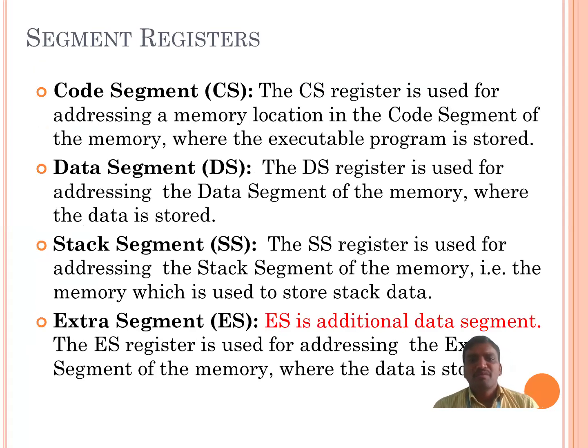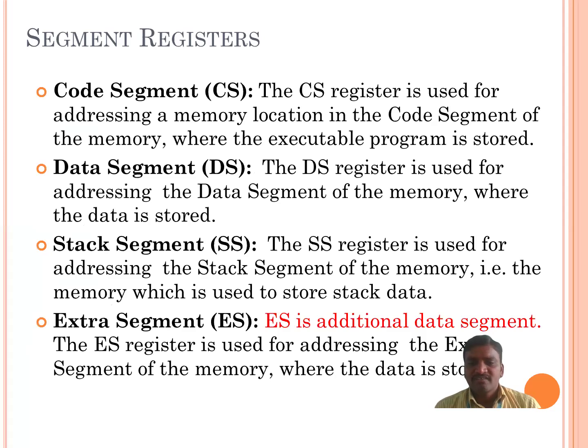And the next one is segment registers. The main purpose of the segment register is to store the segment address of the memory location. Whatever we are considering, the memory location of the 8086 processor consists of two addresses.